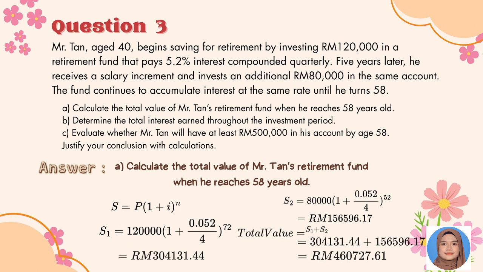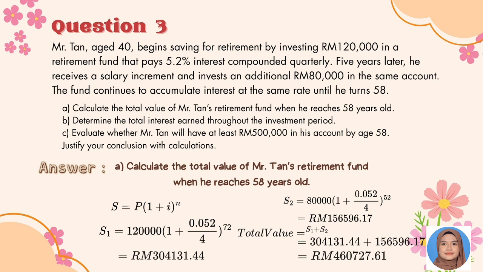So we will use the formula S equals P(1 + i)^n. With the first amount, 120,000 ringgit, (1 + 0.052/4) to the power of 72 quarters. So the value becomes 304,131 ringgit and 44 cents.